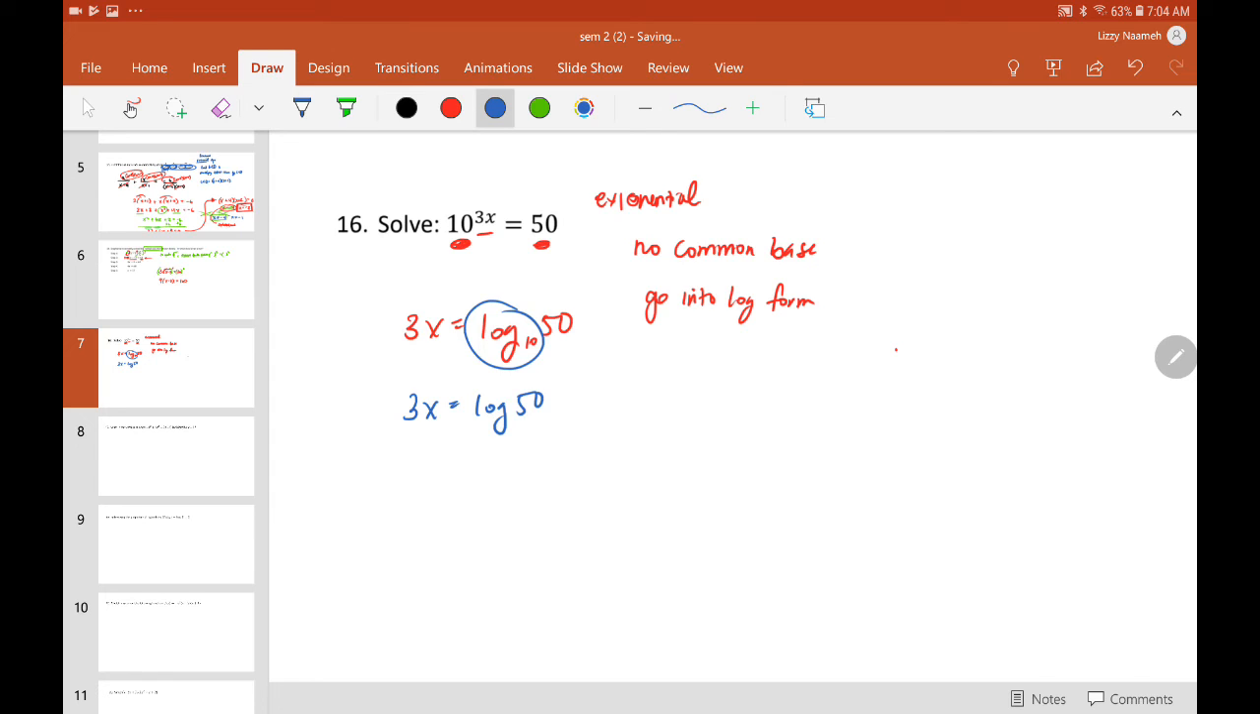For people with iPhones, you hit 50 first, then log. And I'm getting that to equal 1.69897 and a bunch of other numbers. I'll divide both sides by 3 to get 0.5663.